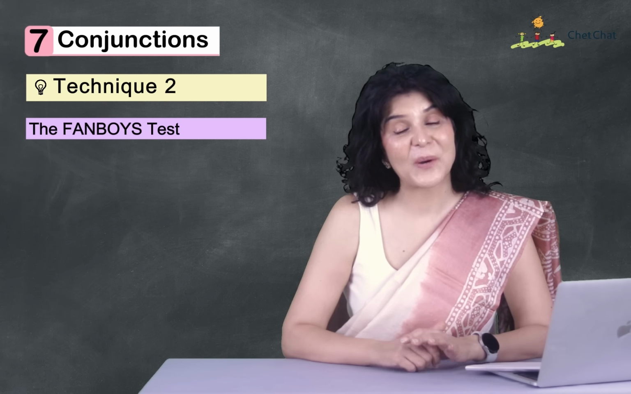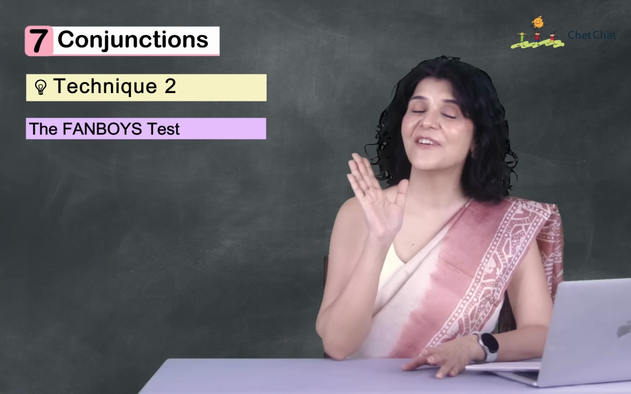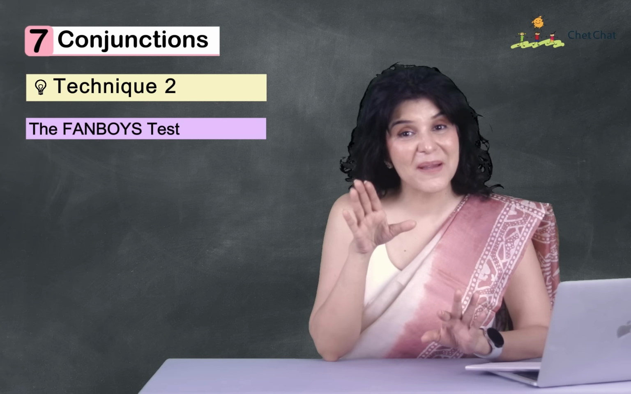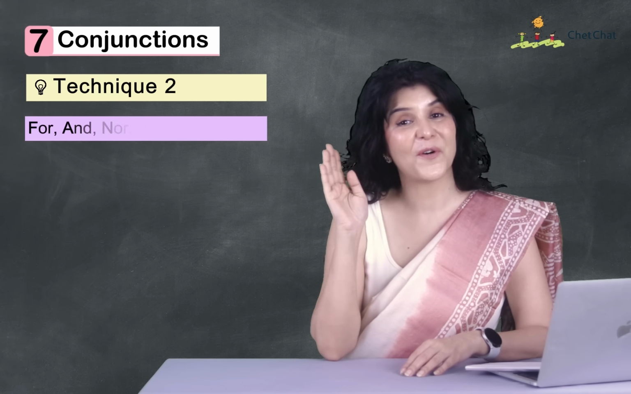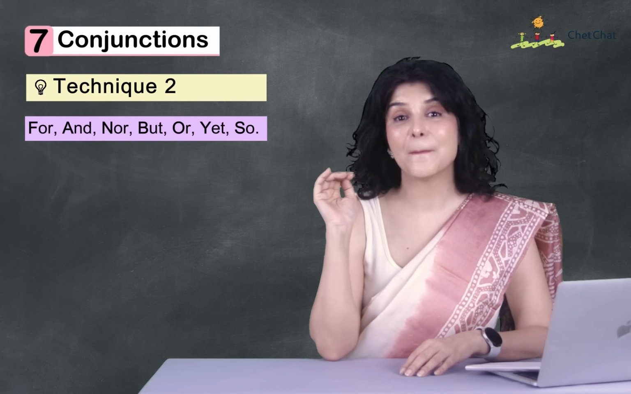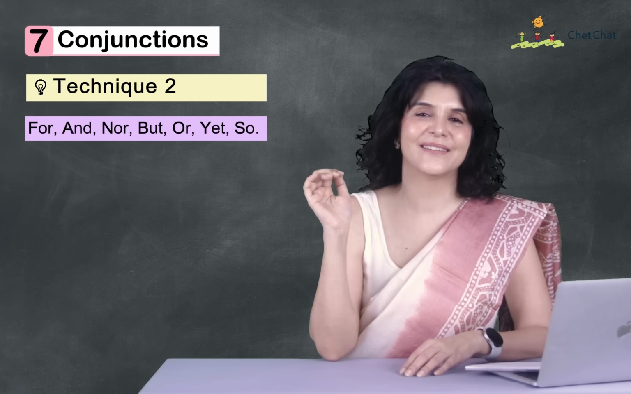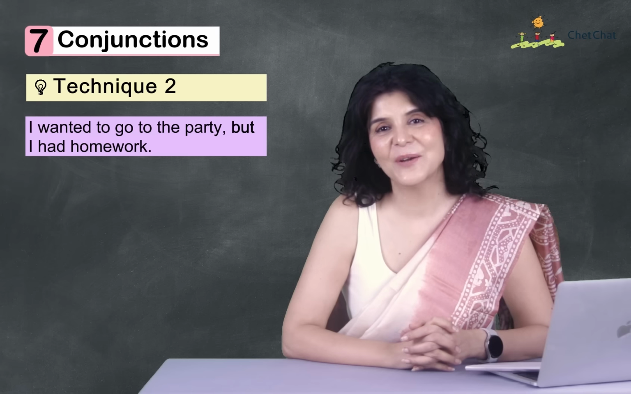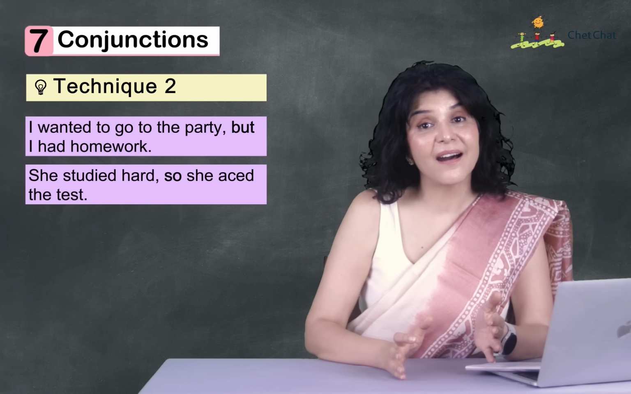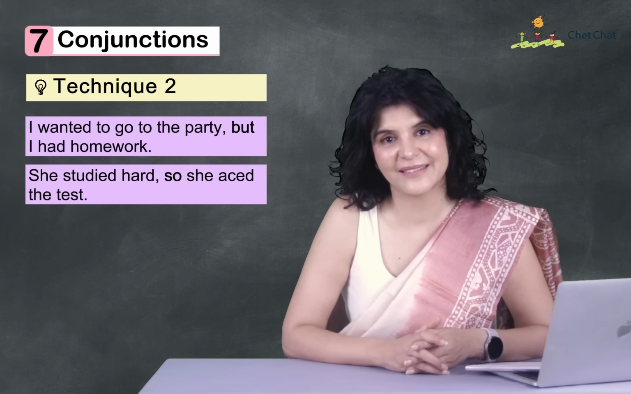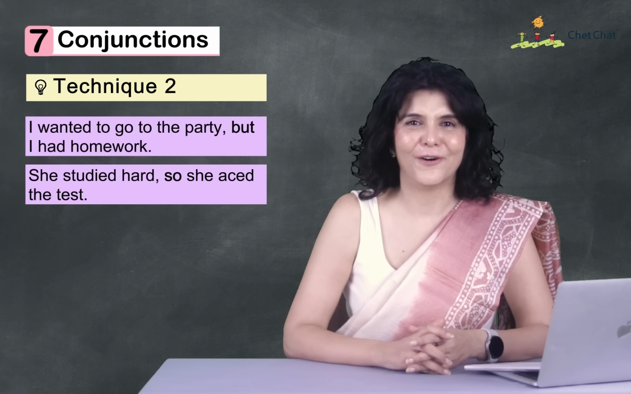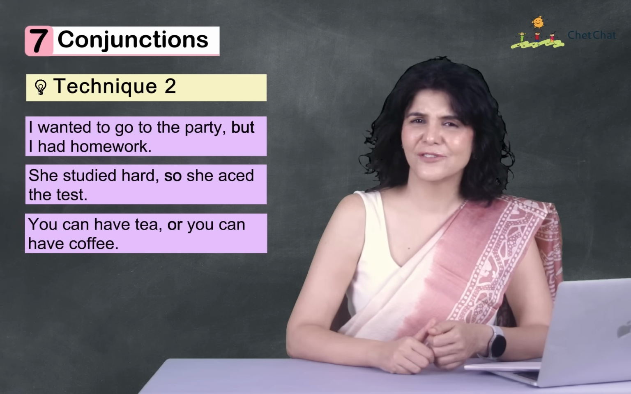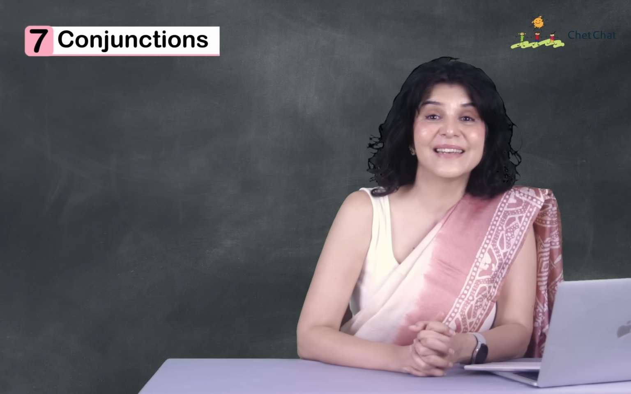Next one is technique number 2, the FANBOYS test. The most common coordinating conjunctions are FANBOYS. Yes, it's a very cute name and it's easy to remember. FANBOYS is for, and, nor, but, or, yet, so. I wanted to go to the party, but I had homework. She studied hard, so she aced her test. Hard work does pay off. You can have tea or you can have coffee. Decisions, decisions.